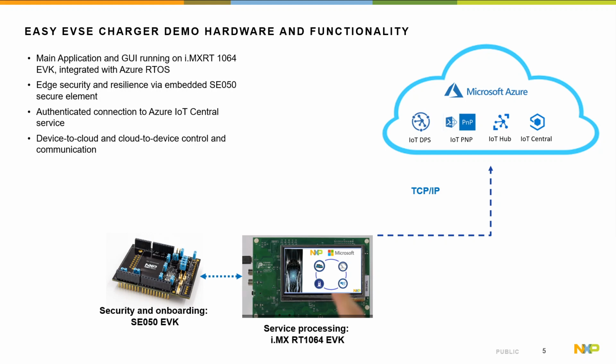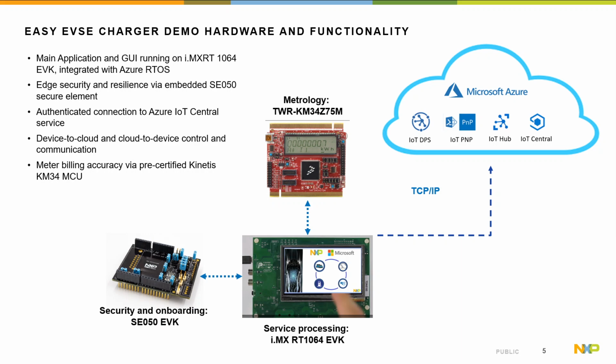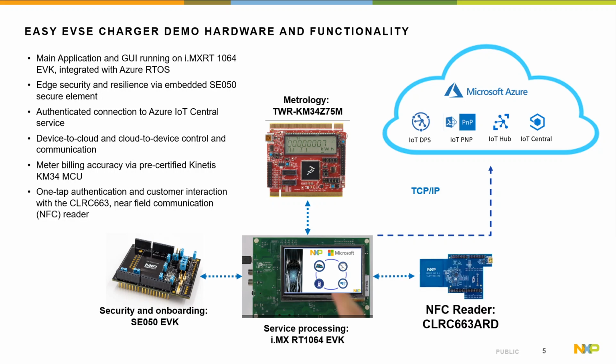And then we're able to offer that device-to-cloud and cloud-to-device data, control, and communication. Then we add the meter billing accuracy via our pre-certified Kinetis KM34 metrology device. And finally, we're adding that single tap authentication and customer interaction with the CLRC663, which is an NFC reader design suited for this application. And we're going to use a number of those services within the cloud that we'll talk about shortly.